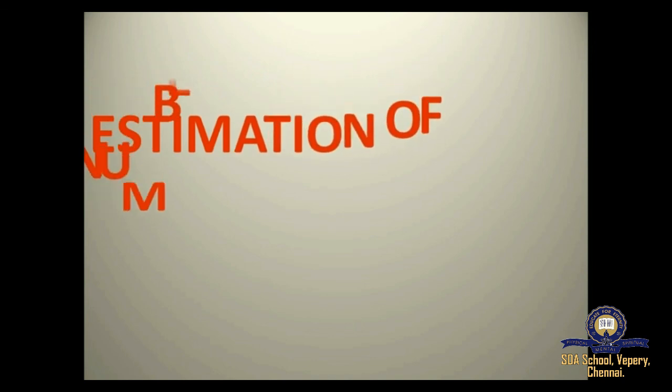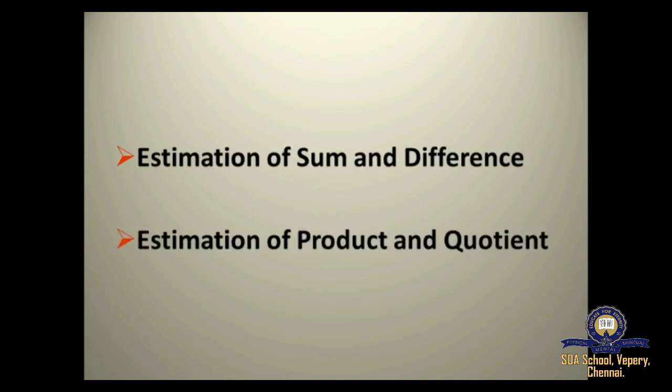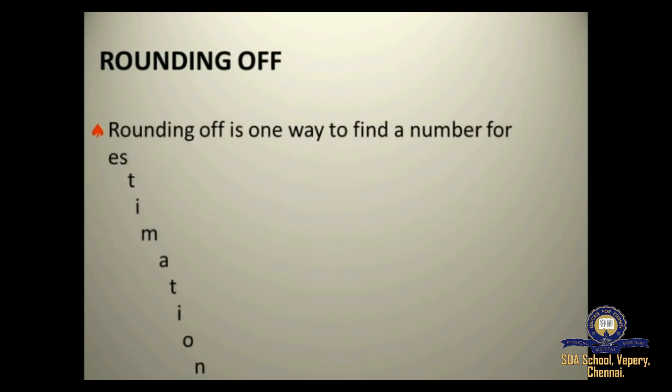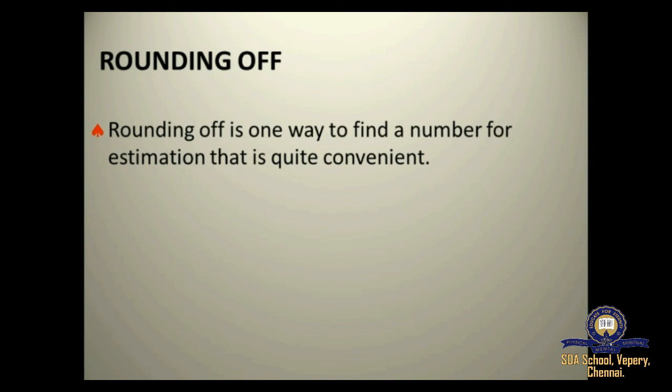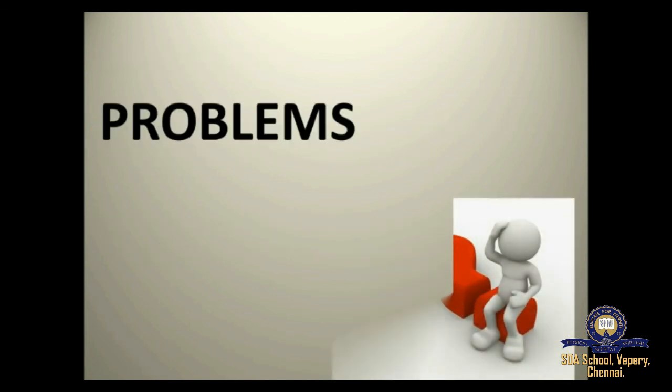And then we moved on to the estimation of numbers. So what are the other names for estimation? It is nearly, about, approximately. And then we saw the estimation of sum and difference, estimation of product and quotient, and next we saw what is rounding off. So what is rounding off? It is one way to find a number for estimation that is quite convenient, and it gives us the closest suitable number according to a given place value. And then we saw problems on rounding off. We solved the exercise sums.